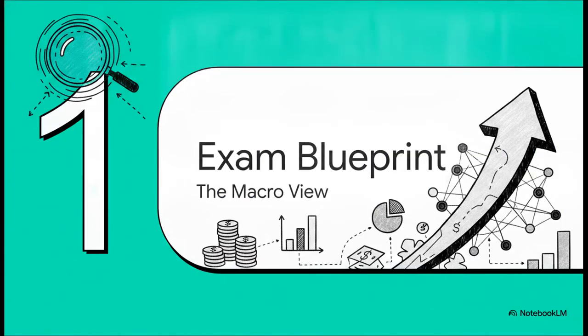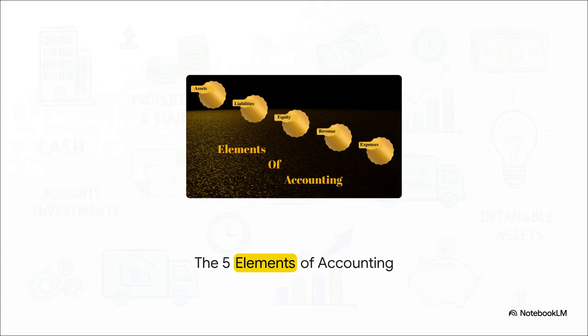Section 1. The exam blueprint. Okay, let's dive into this. Before we zoom in on the specific accounts you need to memorize, we have to understand the macro view of the accounting world your professor is actually testing you on. Think about it. Every single transaction your business makes will ultimately fall into one of these 5 foundational buckets: assets, liabilities, equity, revenue, and expenses. This is literally the bedrock of your accounting equation.